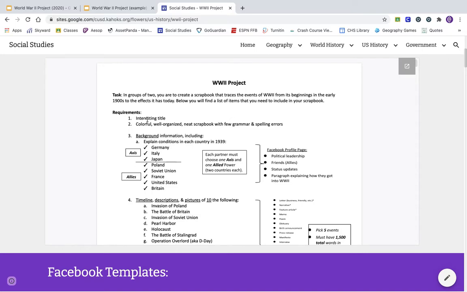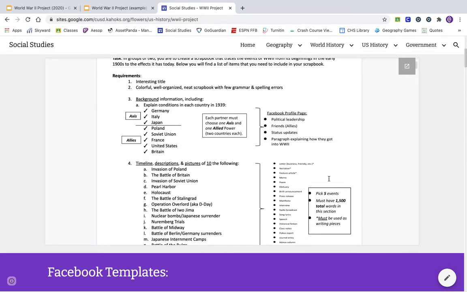So requirements: an interesting title. So not just World War II, it just has to be an interesting title. A colorful, well-organized, neat Google Slides presentation with few grammar and spelling errors. And then the next thing is background information.